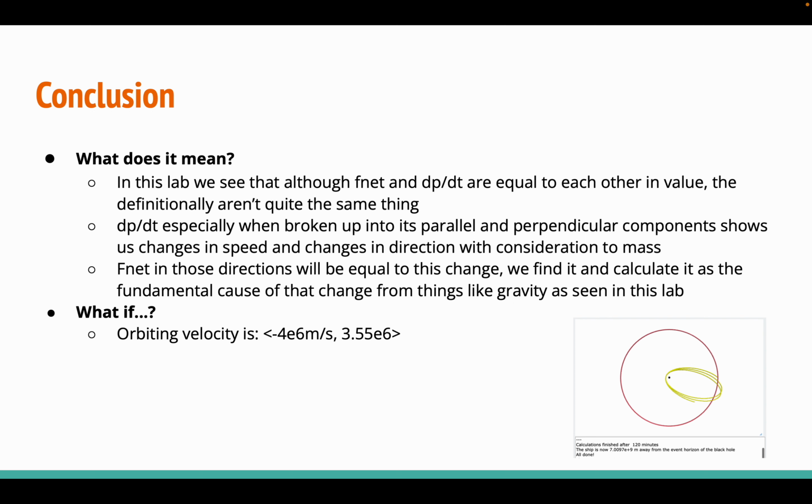And if we want the ship to orbit around the black hole, like I just mentioned, the velocity would have to be negative 4 e to the 6th and 3.55 e to the 6th in the x and y components, respectively.